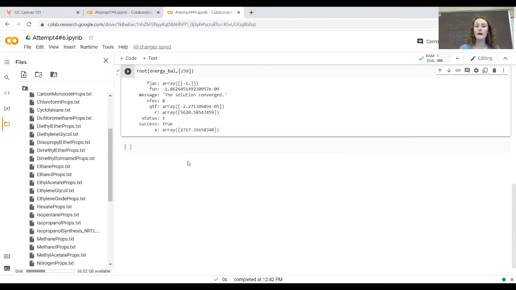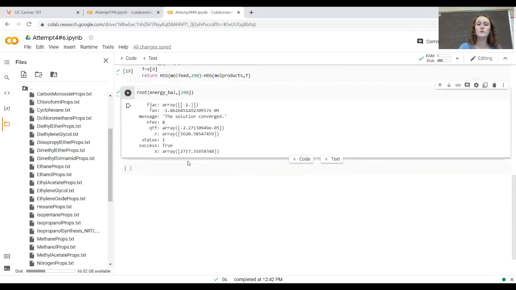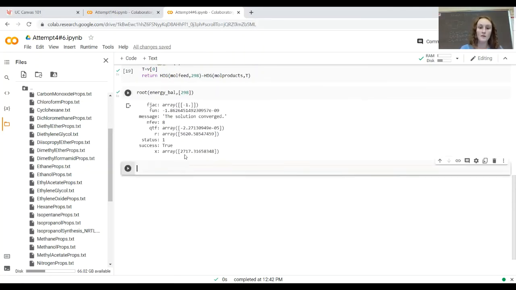Okay, perfect. So after all that debugging, we get a pretty decent looking final answer. It should be pretty hot. We have our final temperature is going to be equal to 2,717.31 and so on Kelvin.